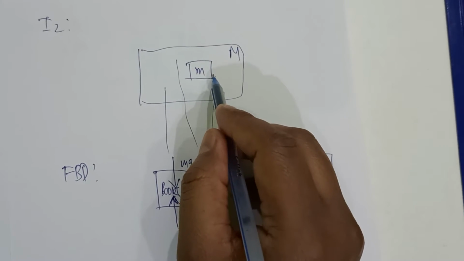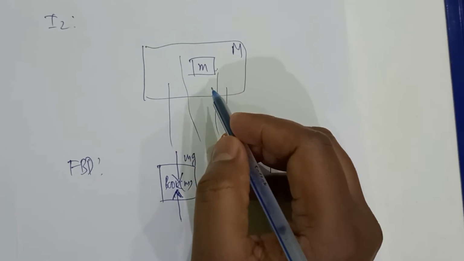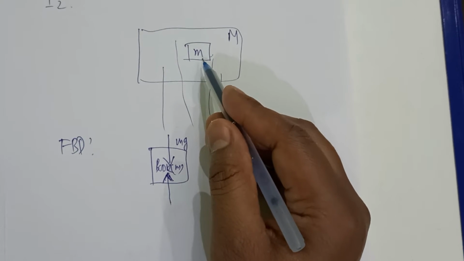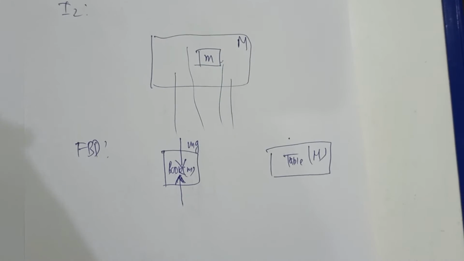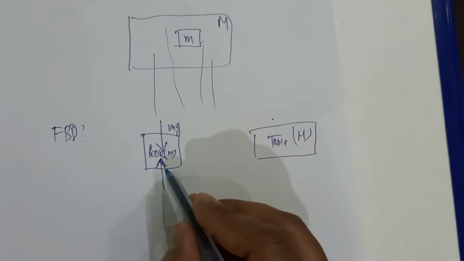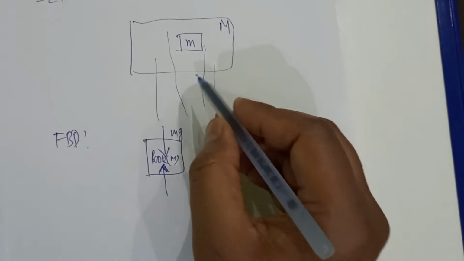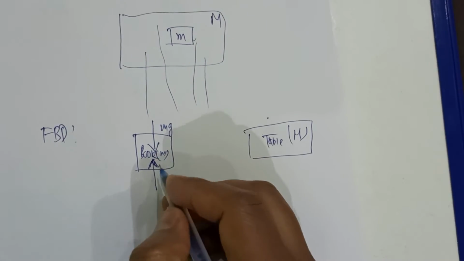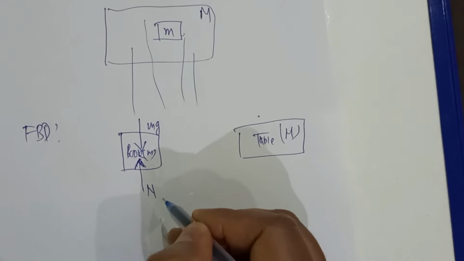It is staying at the table, right? It is not moving downward. According to Newton's second law, this object should move downward, but it is not moving, which means that there is some normal force acting on the block. So that is why this is the normal force.